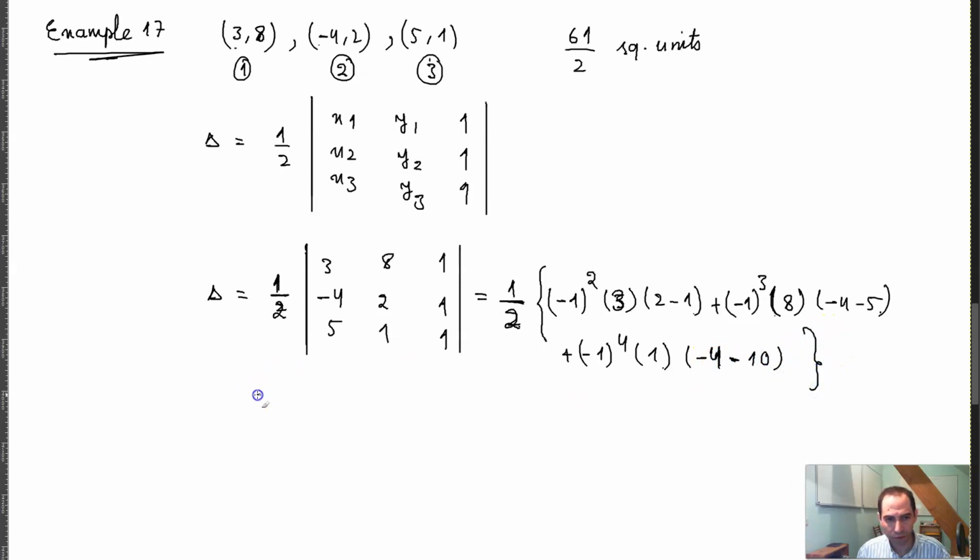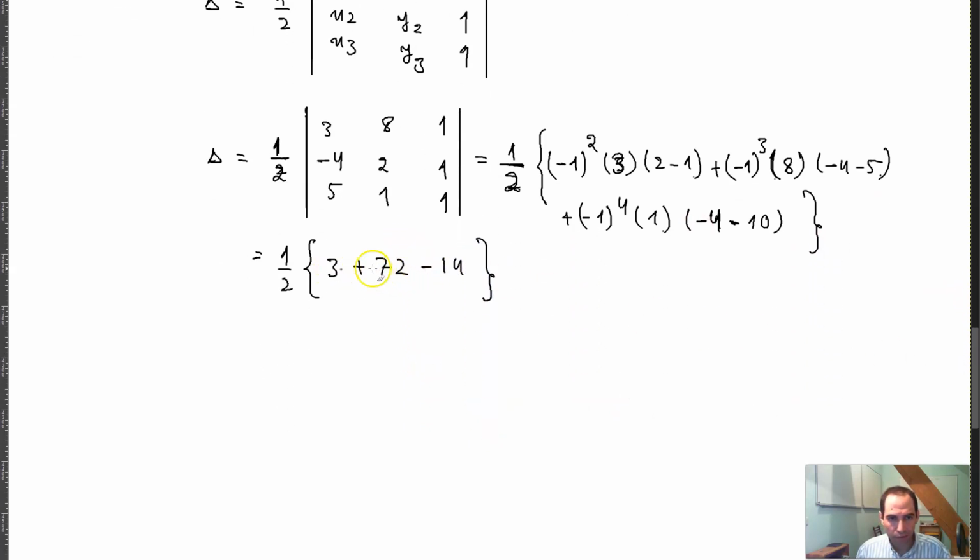And then you have basically 1/2 times, so this is 1 and this is 2, 2 minus 1 is equal to 1, so you'll get a 3 over here. So that's a -9 times -1 is +9, 9 times 8 is equal to 72, and over here you have 1 times 1 is equal to 1, that's -14. And so you have 75 minus 14, which is equal to basically 61. It's equal to 1/2 times 61, which is equal to 61/2 square units.